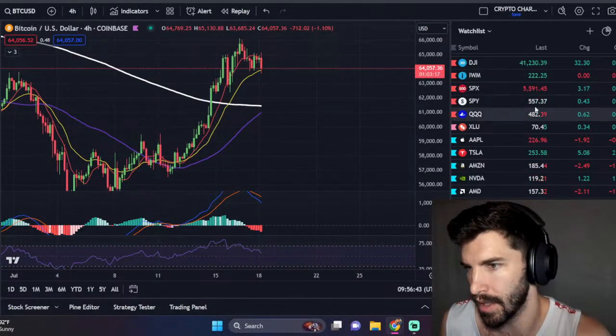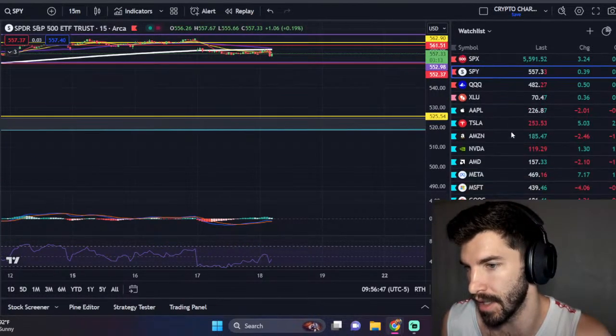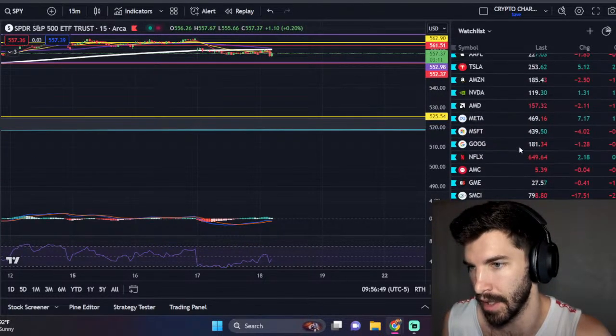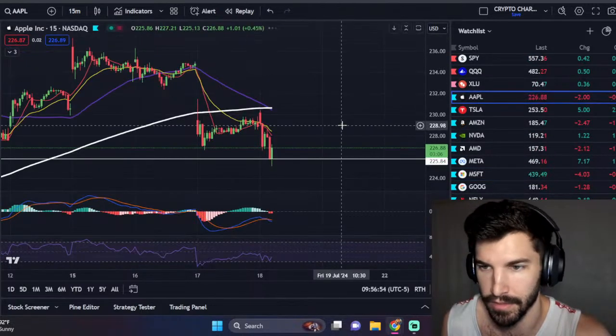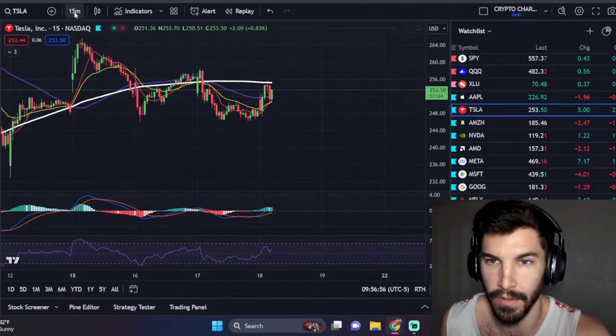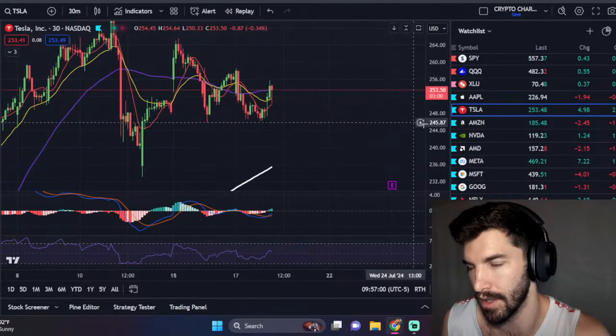Ooh, we're still pulling back on Bitcoin. SPY flashing positive here. I wonder what stocks are going to hold them up. I wonder if it'll be Microsoft, and I wonder if it'll end up being Apple. Right now you have Tesla making some good stuff here, 30-minute crossing up positive territory. We'll see if that can continue.